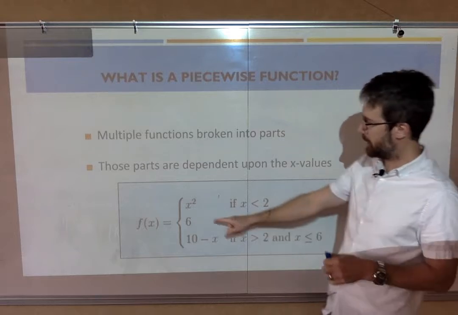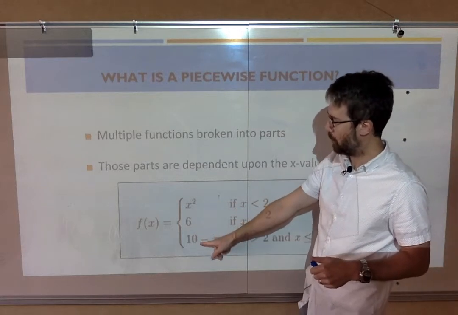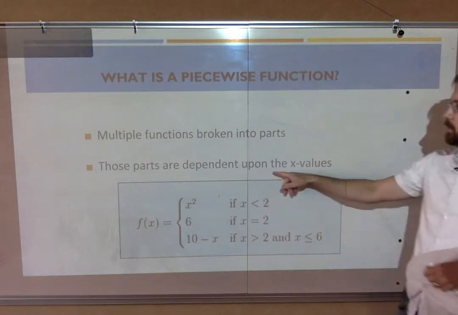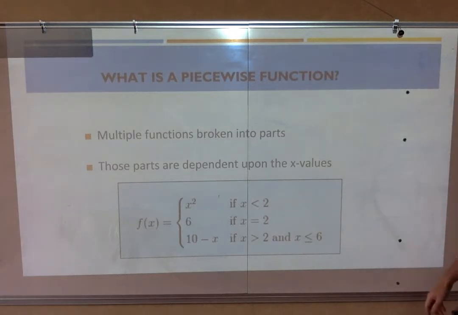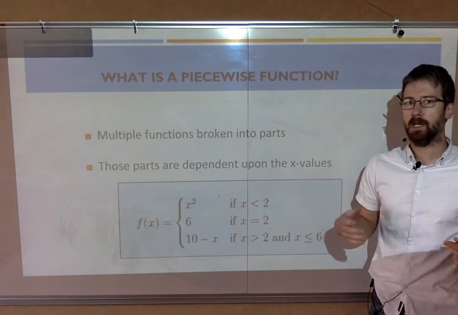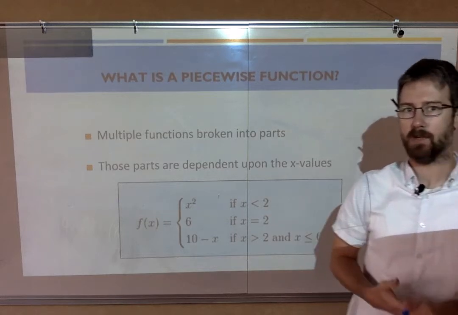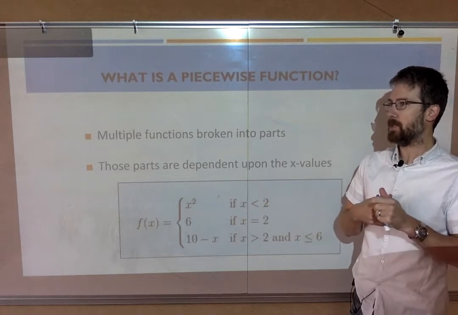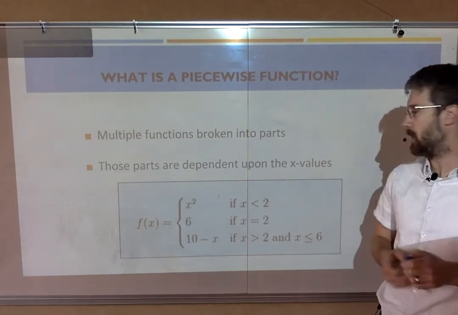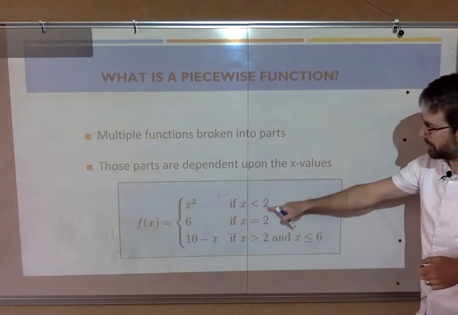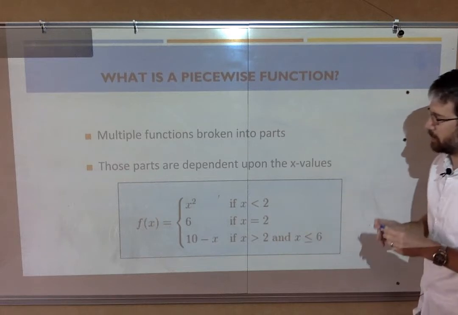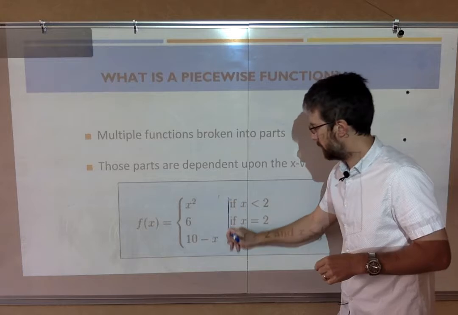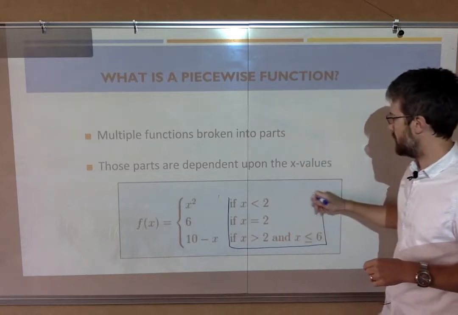So if you look at this, I actually have three different equations that make up this function. And those parts are dependent on the x values. What that means is, depending on what the x value is, the equation that I use is going to depend on the x value. And that's what these inequalities in the middle here mean. So there's two parts to this. The first part has to do with these.